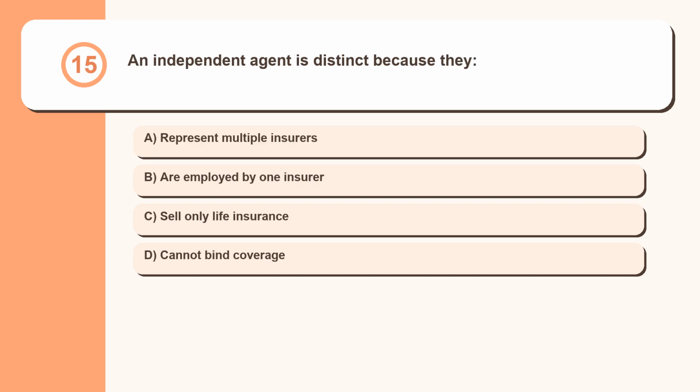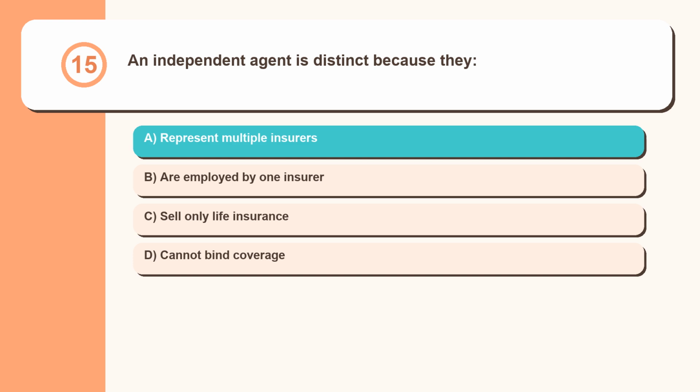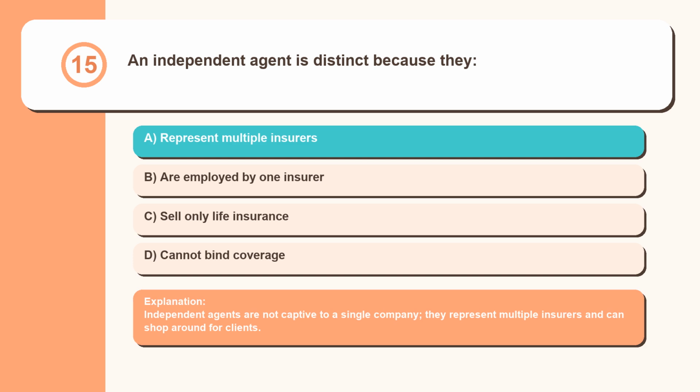Question 15. An independent agent is distinct because they represent multiple insurers, are employed by one insurer, sell only life insurance, cannot bind coverage. Independent agents are not captive to a single company, they represent multiple insurers and can shop around for clients.